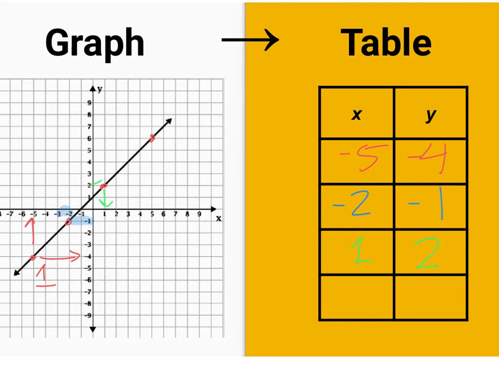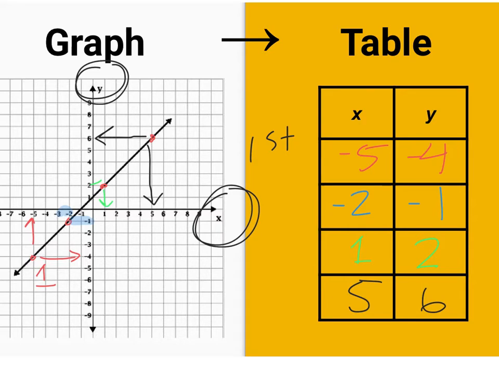Then for our final ordered pair, again, we look at our x and then our y. So our first value, x, is at 5 and our y is at 6. So remember, we always look at our x first, then our y second.